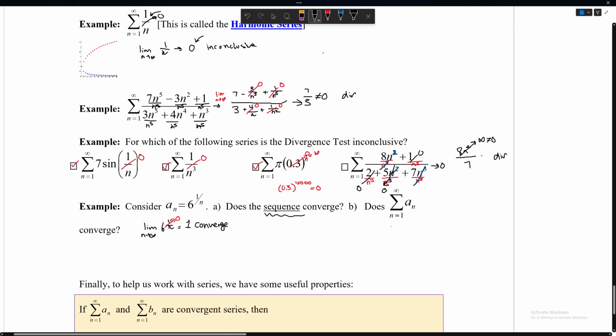Now, does this converge? This is now a series we're working with. And so, does this converge? No. It diverges, because 1 does not equal 0. And if it does not equal 0 for a series, it's divergent. So A, it's convergent. B, it diverges. Okay? So I hope that helps.